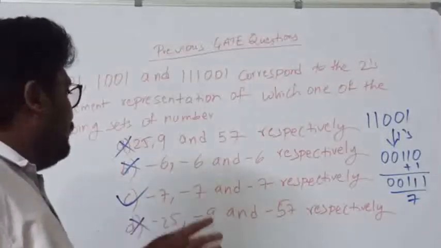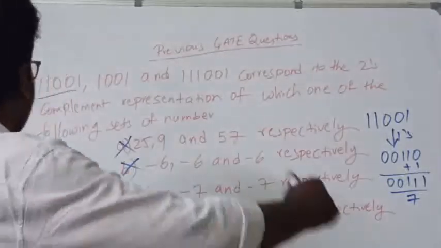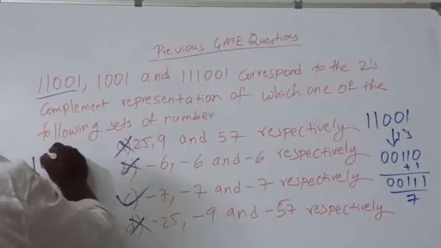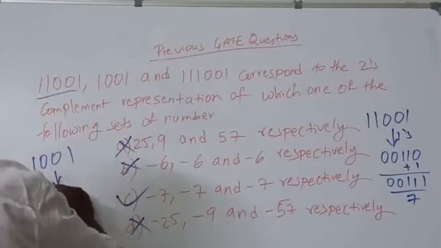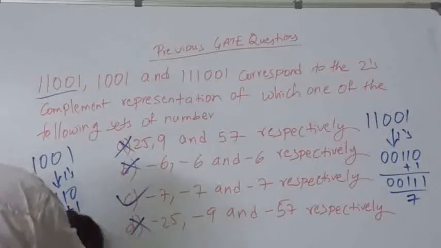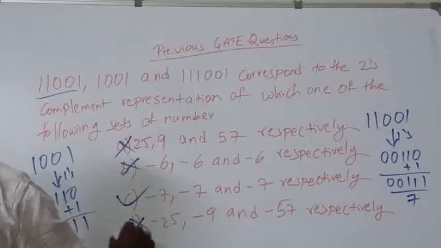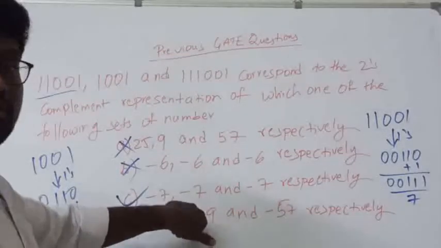Then we will see the other two numbers also. See for 1001, the ones complement representation will be 0110. To obtain the 2's complement representation, add 1 to the LSB, then we will be getting 1110. This one is also 7.